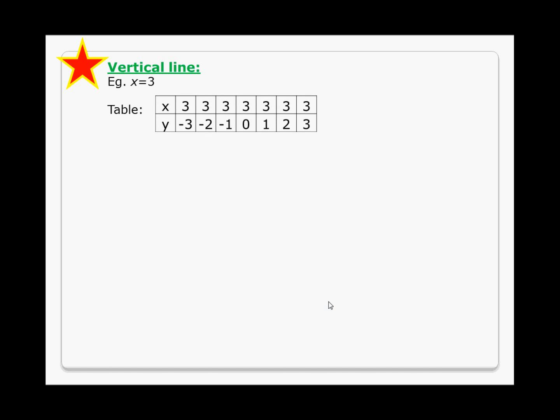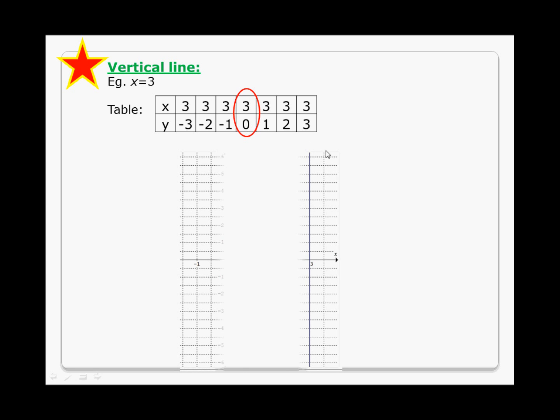Now let's look at vertical lines, lines that go straight up and down the page. Remember, we couldn't write these rules as y equals, so we had to write them as x equals. If I have a table, you can see that all the x values equal 3. Therefore, it's going to be pretty clear that the x-intercept is going to occur at 3, 0.